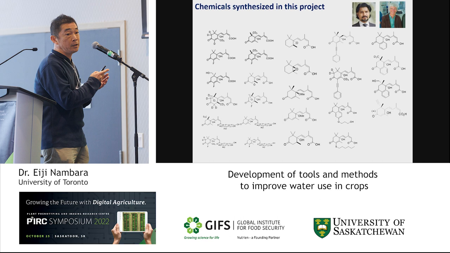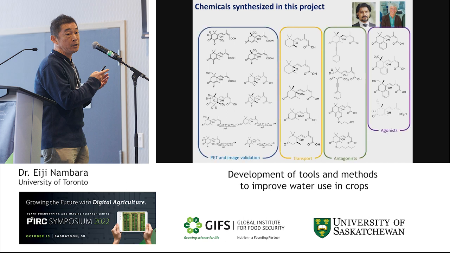This group provided the chemicals for me to use. They synthesized these chemicals for different purposes. For example, this chemical is important to validate our image. These are the FABA we used, and a deuterated version as a standard, and this is FABA's catabolite. These are the ones they synthesized and provided to me to check by mass spec for validation.